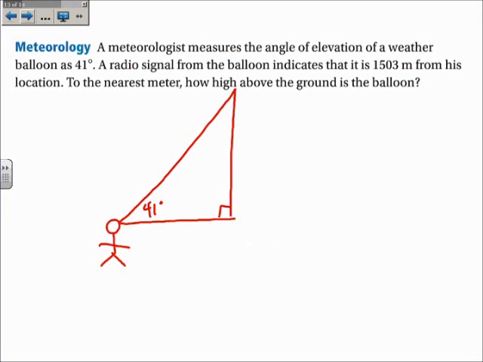Make it a right triangle. The signal from the balloon indicates that it is 1,503 meters from his location. That would be the hypotenuse, 1,503. To the nearest meter, how high above the ground is the balloon? Now again, I think we'll just throw out how tall the meteorologist is, because it's maybe 2 meters or so.